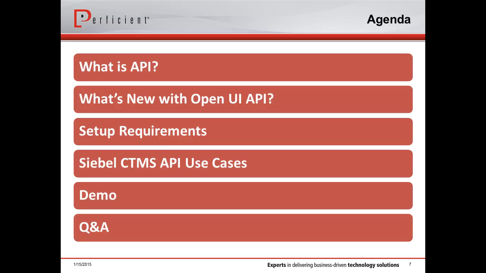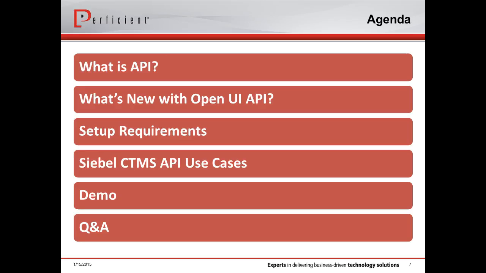So here's a look at today's agenda. We're going to first define what an API is and what it can be used for. We'll then go over what is new in Siebel OpenUI and what capabilities with respect to APIs are included in the release. There are published APIs included in the release, but the release in general also allows for additional APIs to be configured and utilized.